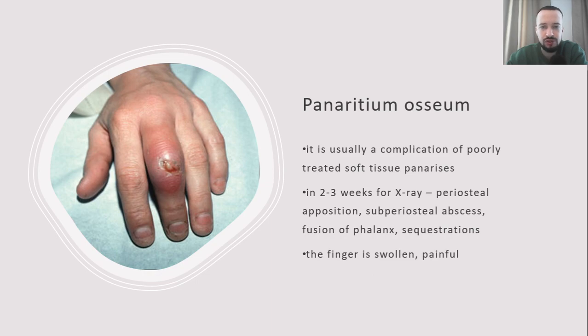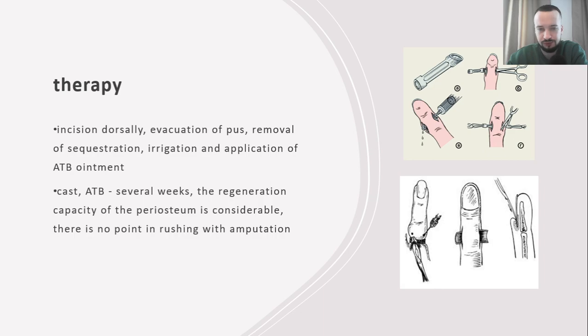Panaritium osseum: it is usually a complication of poorly treated soft tissue panaritium. In 2-3 weeks on X-ray: periosteal apposition, subperiosteal abscess, fusion of phalanx, sequestrations, the finger is swollen, painful. Therapy: incision dorsally, evacuation of pus, removal of sequestration, irrigation and application of ATB ointment. Cast, ATB several weeks. The regeneration capacity of the periosteum is considerable. There is no point in rushing with amputation.